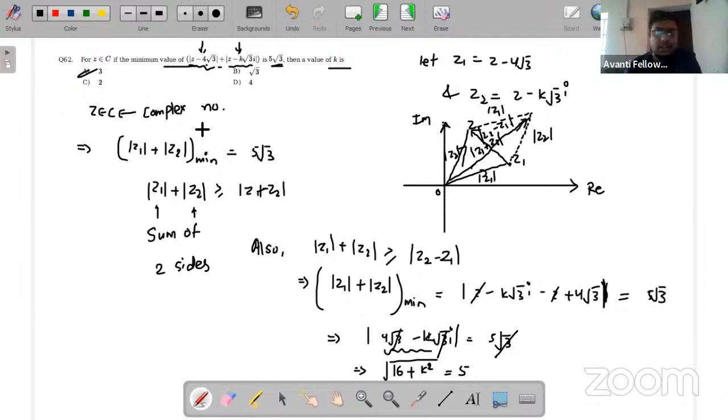Clear? Also, you can see that it is only asking for a value of k. So it is also giving us a hint that it is interested in only one value of k, which is in the option, which is 3. Okay. So the basic concept is what? Triangle inequality. Triangle inequality means the sum of two sides is always greater than the third side, or the difference of two sides is always lesser than the third side. Clear?